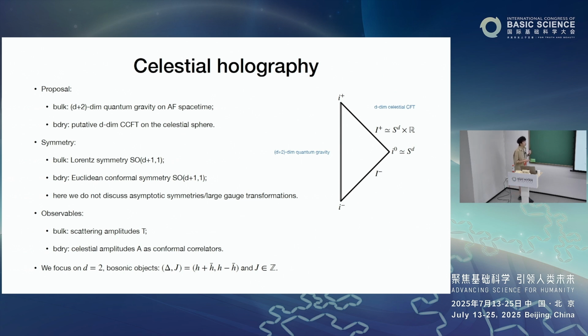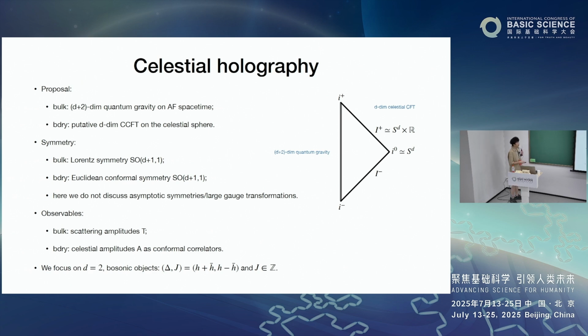Besides the symmetry, we will also see what's the dictionary that relates the bulk theory to the boundary theory. So the most important things are the observables in both theories. On the bulk side, we know the most important observables are scattering amplitudes, right? In QFT. And on the boundary side, from the knowledge of CFT, we know the most natural observables are the conformal correlators. So basically, the flat holography gives us a relation between the scattering amplitude and the conformal correlators on the boundary. We call them celestial amplitudes. I will show you the relations after.